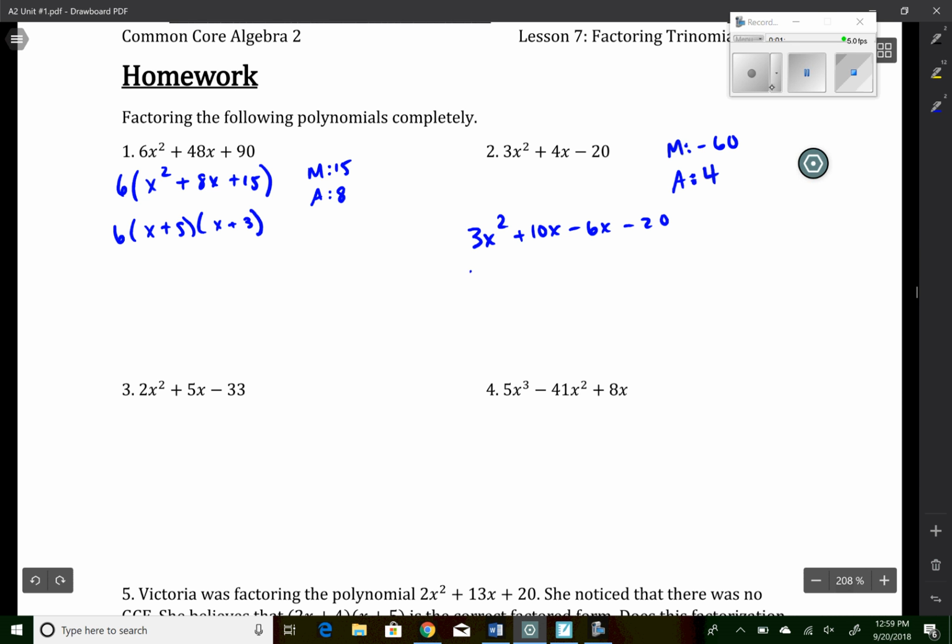Find the GCF of the first two, which is x, giving us 3x plus 10. GCF of the next two is 2, giving us 3x plus 10. Look at your like terms. So I have 3x plus 10 and x minus 2.